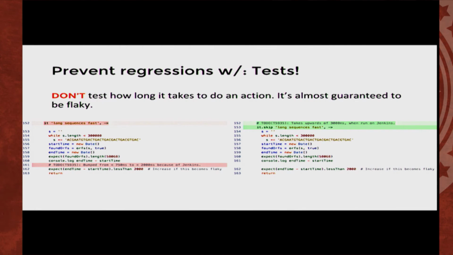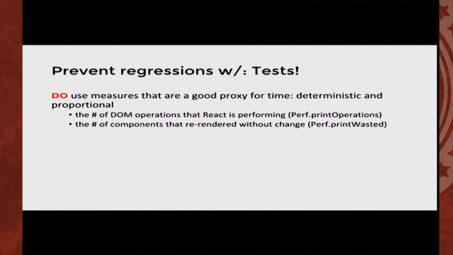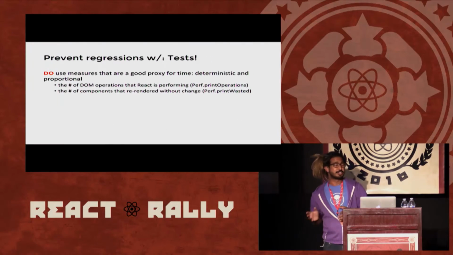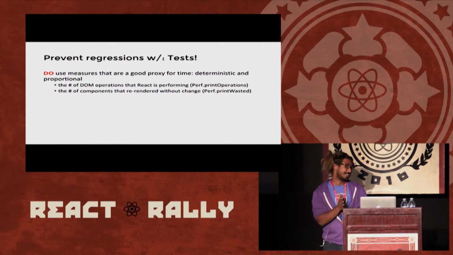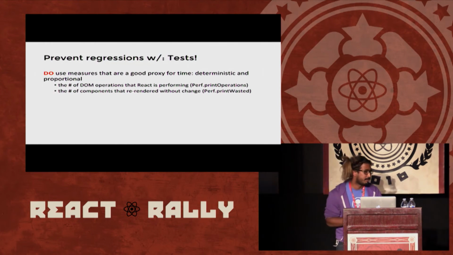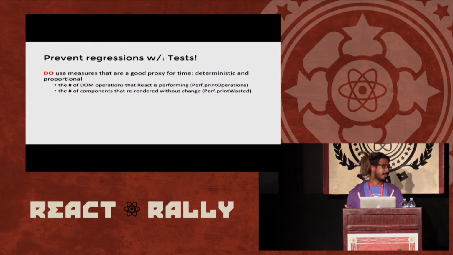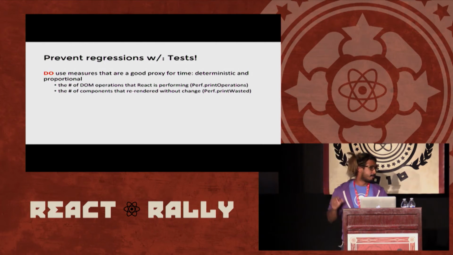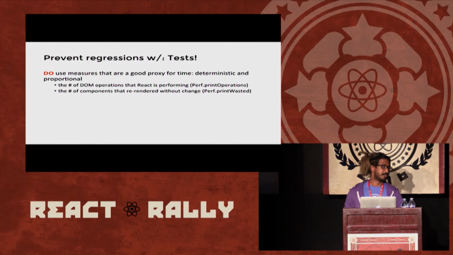But there are better things that still capture the essence of this test, and that's you want to capture time, but in a way that is deterministic, that's sort of independent of CPU and other factors like memory. And you're looking for these proxies, which should be deterministic and proportional to time. And interestingly, these two things are things that React provides for you. That's print operations, which tells you the number of DOM operations that React is performing, and print wasted, which tells you the number of components that are rendered without change.